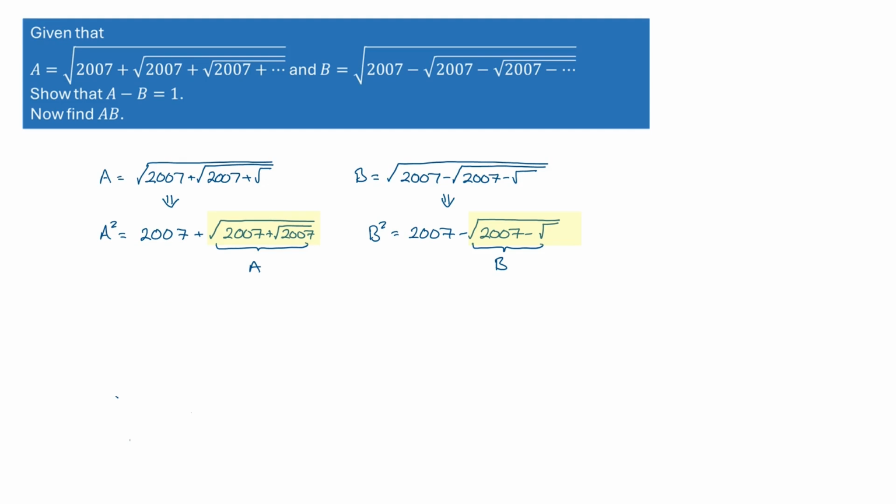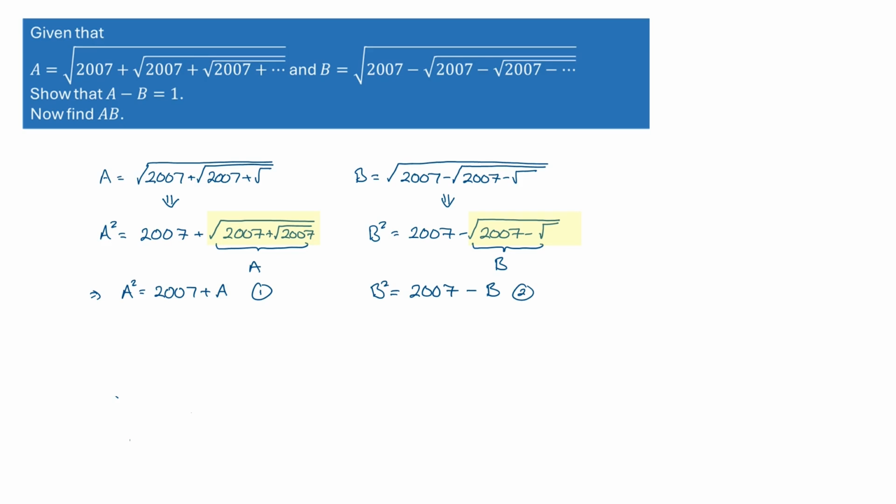This actually means I can write the left-hand equation as A squared is equal to 2007 plus A, and I can write the right-hand equation as B squared equals 2007 minus B. And that's giving me 2 equations. Now, as with all of these sort of questions, what am I trying to get to? Always have that in the back of your mind. So I want to get to A minus B.